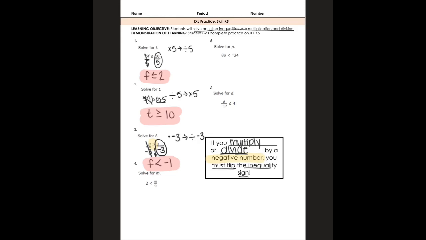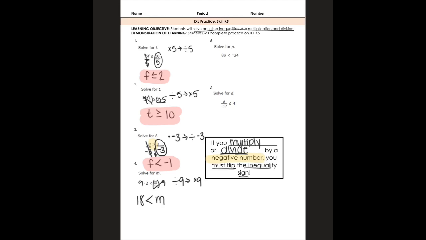Number 4 says solve for m. M is divided by 9 right here. So the opposite of divide by 9 is multiply by 9. So I want to multiply both sides by 9. The 9's cancel out, and I get m. The symbol does not change because we did not multiply by a negative, so it still points to the left. And then 9 times 2 is 18. So since this letter is all by itself, this is my final answer.